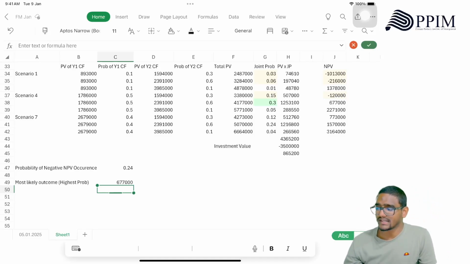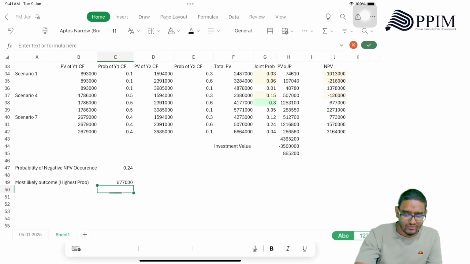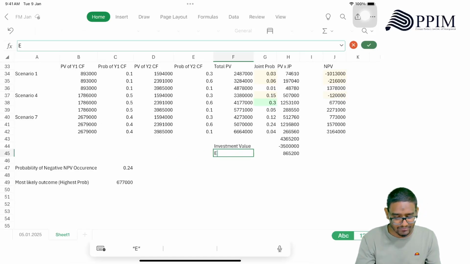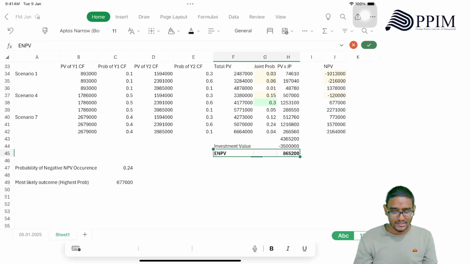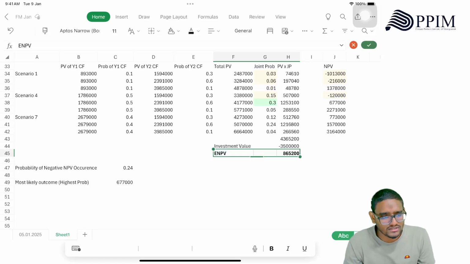Next part, they're asking you to comment on the financial acceptability of the proposed investment. So, what do you say about the financial acceptability of the proposed investment? Happy to proceed? Why? What you can say is expected NPV. I think I forgot to write it here, but this is your ENPV, expected NPV. So, your expected NPV is positive 865,200, and therefore, yes, the project is financially acceptable.